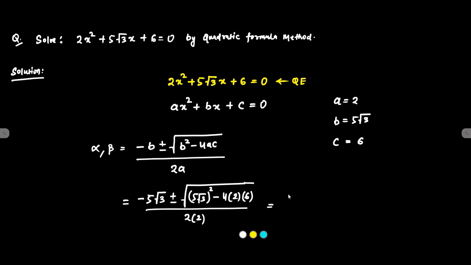So this is equal to minus 5 root 3 plus minus root over of 5 root 3 whole square is 5 into 5 is 25, root 3 whole square is 3, so 25 into 3 is 75. 75 minus, this is 4 into 2, 8 into 6, 48. 75 minus 48 by 4.